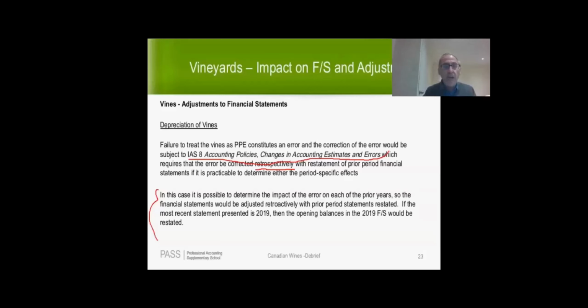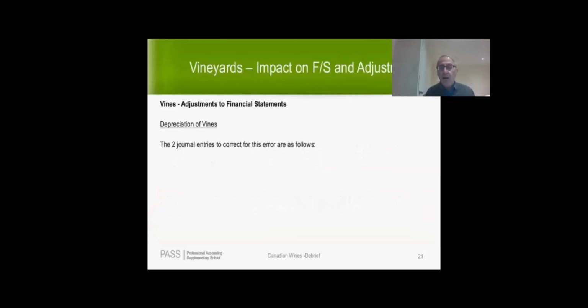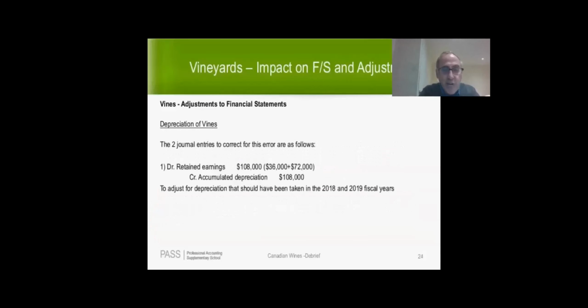Correction. Okay, let's continue. So let's take a look at the entries to correct for this error. Okay, the first entry, I'm retrospectively correcting the prior years.